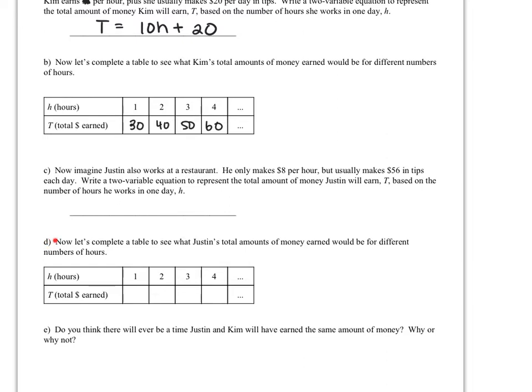Once you've written your equation, go ahead and complete your table. Pause the video and press play when you're ready to check your answers. So for Justin's equation, I got total money would equal 8 times the number of hours plus 56. For 1 hour, this would be $8 plus his tips, which would be $64. For 2 hours, this would be 8 times 2, which is 16, plus his tips, which is 72. And you can see it's going up by 8 each time.